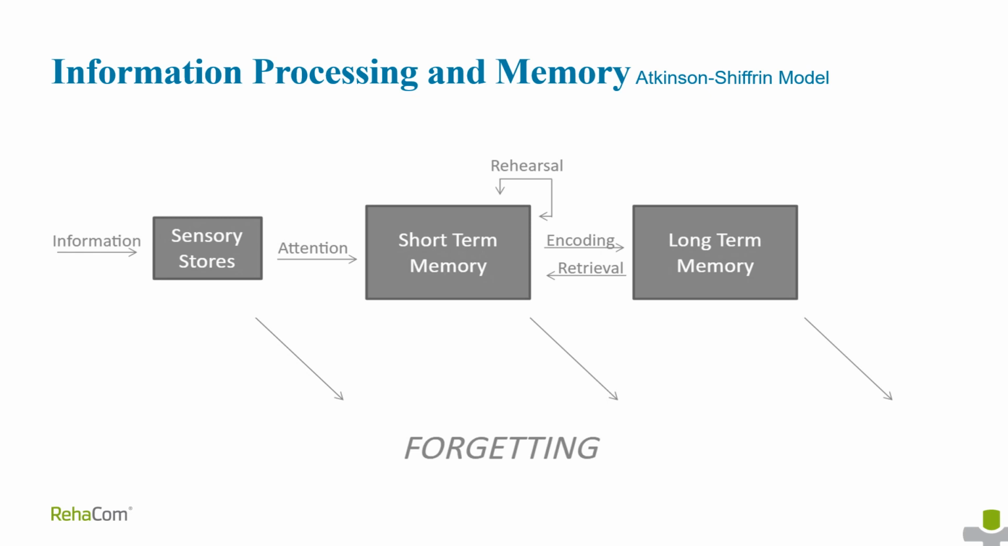Besides the multi-store model by Atkinson and Shiffrin, there are a number of theories about the way memories are formed, held, and recalled. But it is commonly accepted that memories are encoded, stored, and retrieved. Through encoding, memories begin to form. Encoding refers to the ability to assign meaningfulness to verbal and nonverbal information. After encoding information, it is then stored in long-term memory in order to be able to retrieve it later.